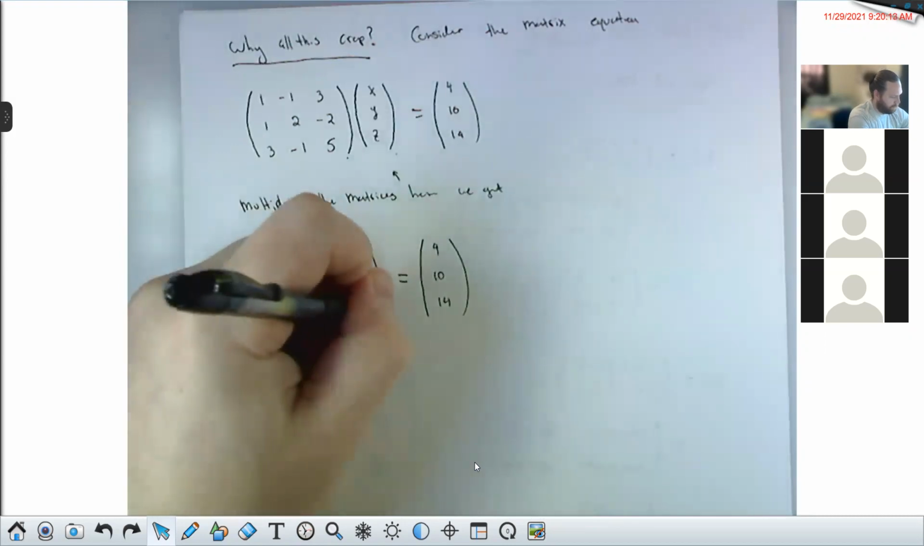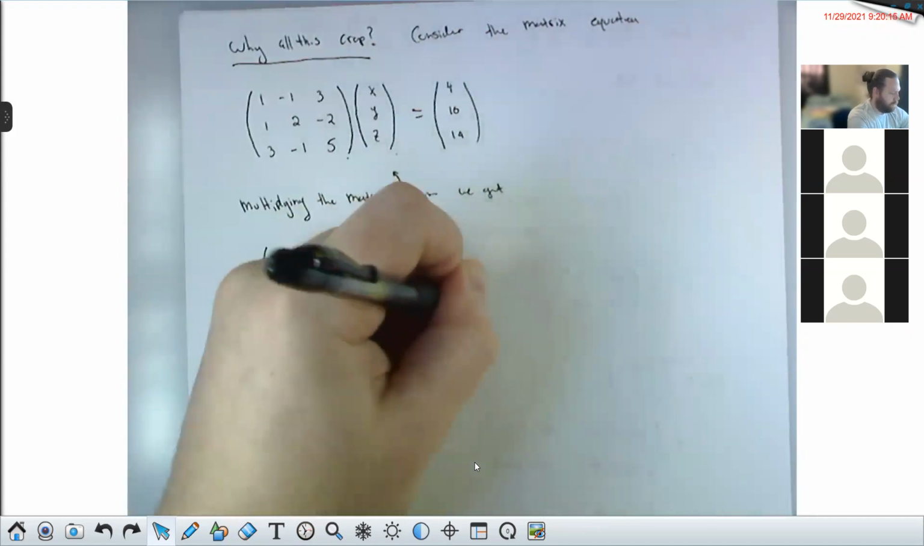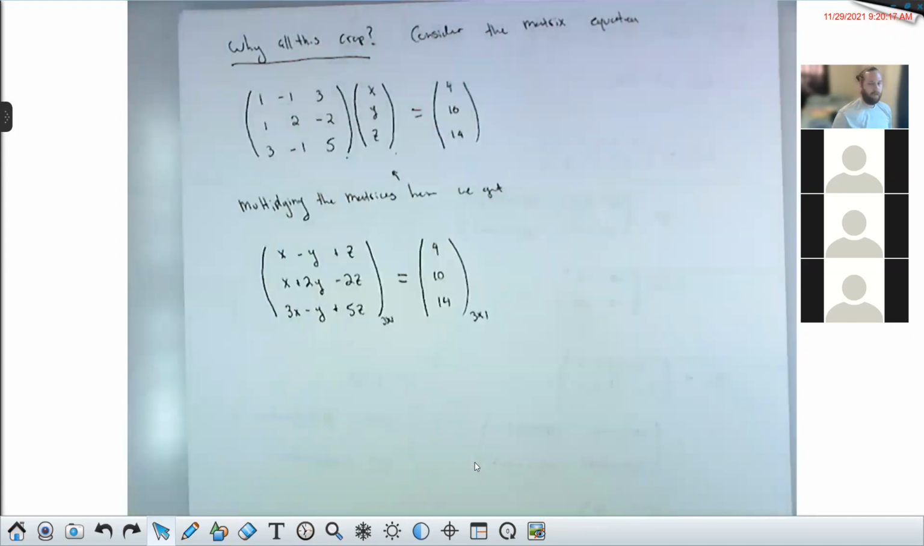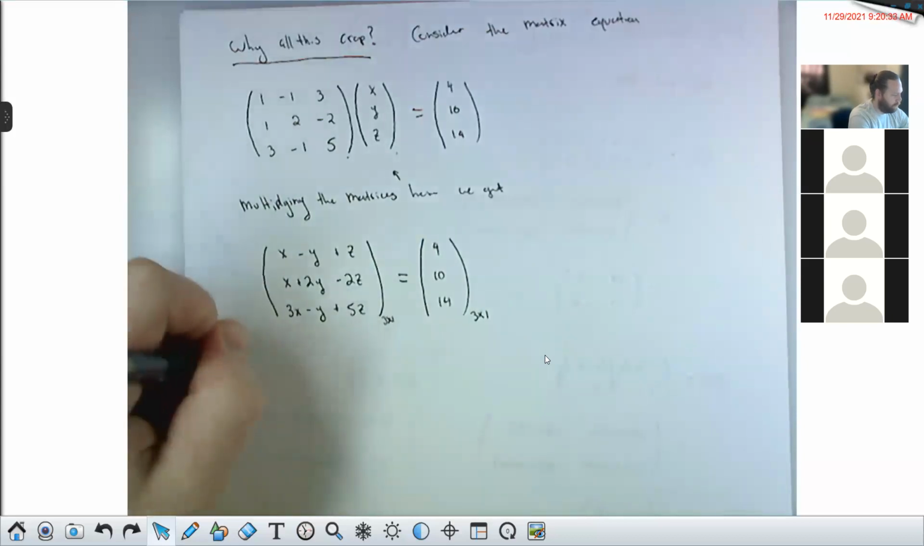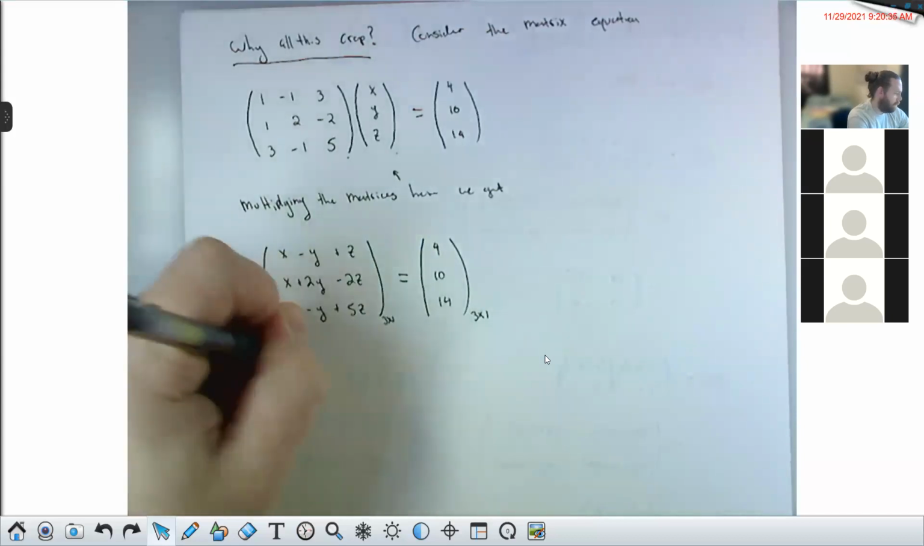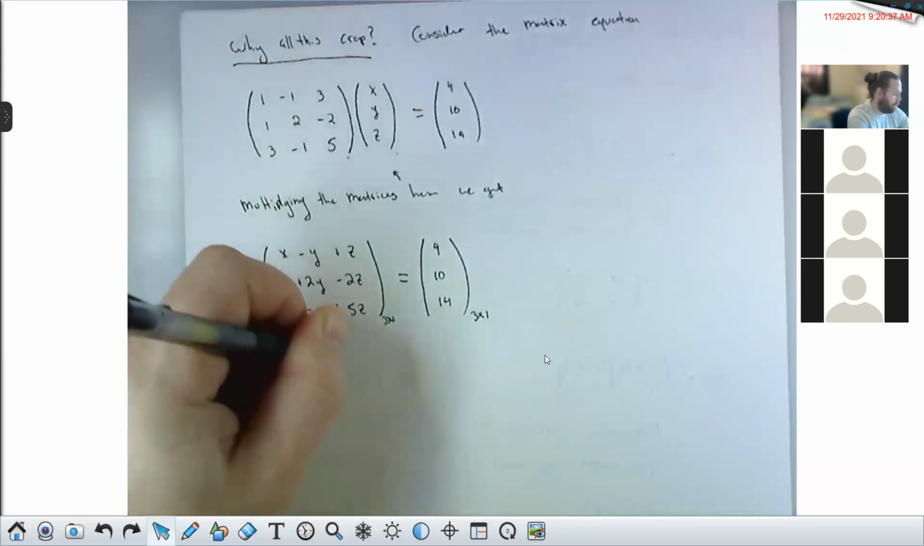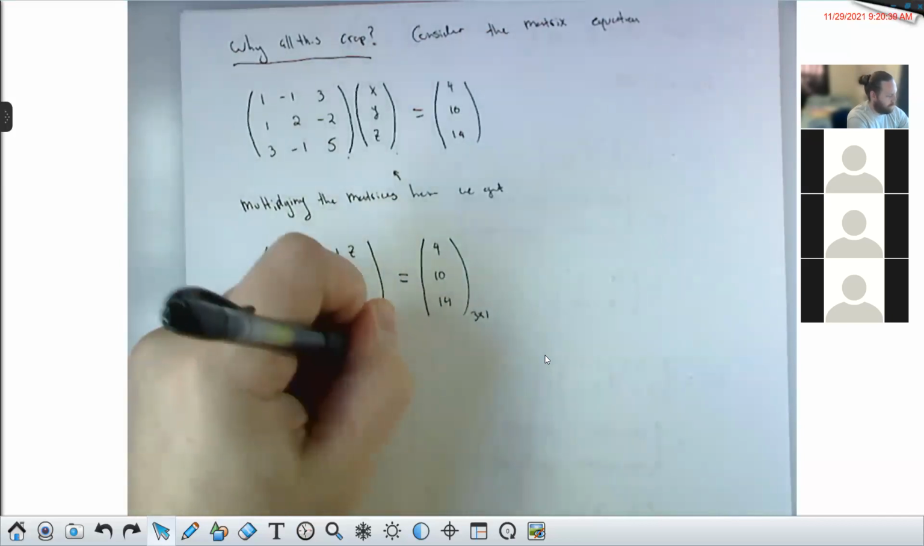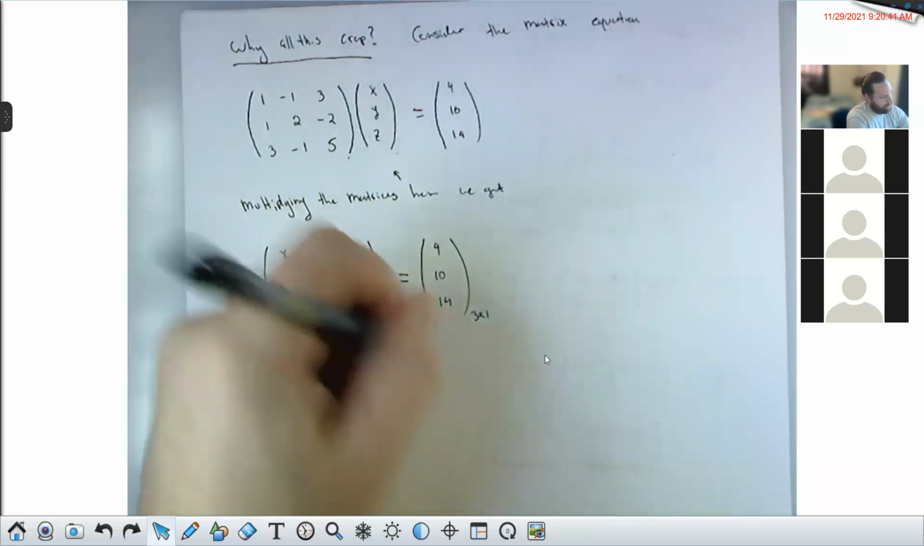And this is a 3 by 1. This is also a 3 by 1. So this statement that this 3 by 1 matrix, right, this is one entry, it's just a number, this is one entry, it's just a number, this is one entry, it's just a number. The statement that this 3 by 1 is equal to this 3 by 1 is equivalent to the system.